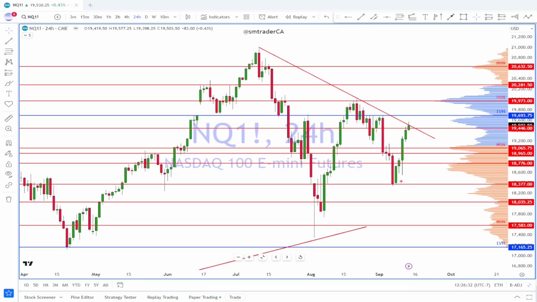And for the NQ, we see that the NQ also got a nice bounce off of this low volume node, or the volume dent here. Now it's coming up and bumping up against this descending trend line here. So we'll see, would it be able to get above this low volume node near 19,700 and possibly come up and test this 20,000 level, this high volume node, for the coming week.